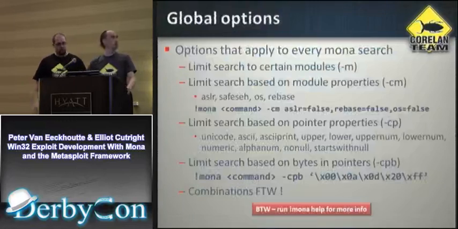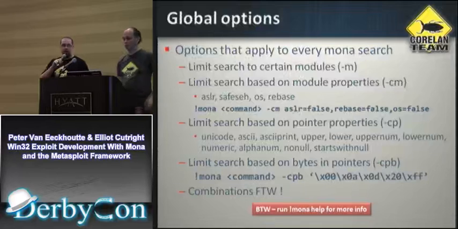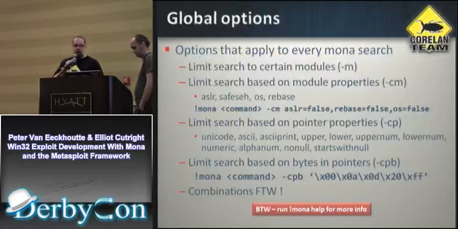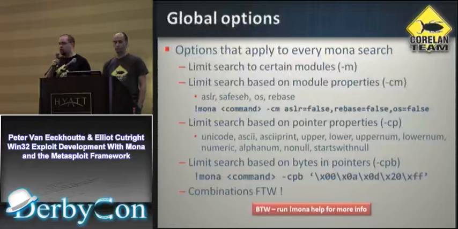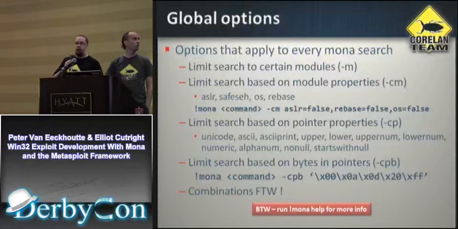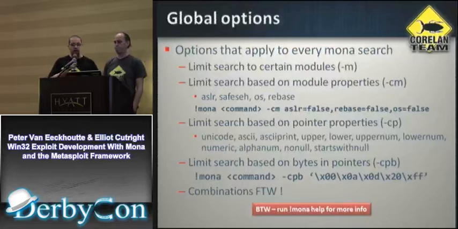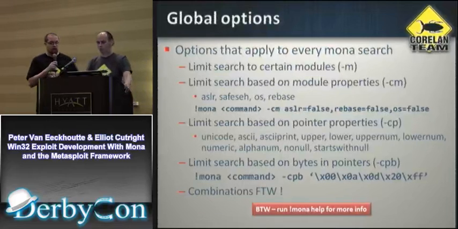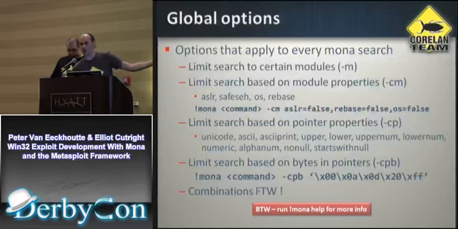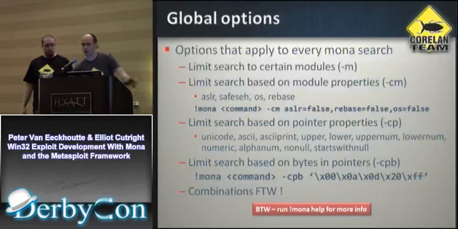Another big thing is the use of global options. These are options that you can use anywhere inside of Mona. If you want to exclude certain modules, you want to search in certain modules, you've got certain protections you're not worried about or you are worried about, you can go in and configure those. And almost all of the commands will honor these limitations. Yeah, so you'll see as soon as we start talking about ROP, that's actually quite interesting. So I'll just skip through them real quick.